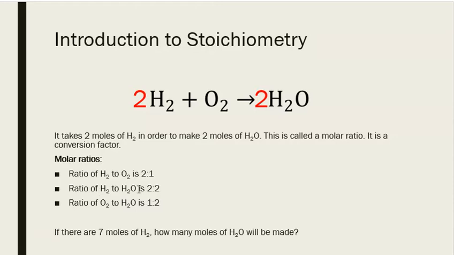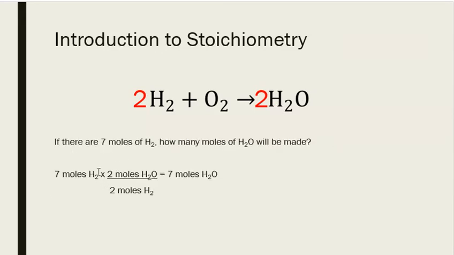The ratio of H2 to H2O is 2 to 2. 2 moles of hydrogen gas can form 2 moles of water. If we look at oxygen and water, 1 mole of oxygen gas can form 2 moles of water. So, if there are 7 moles of hydrogen gas, how many moles of water can be made? So think about that ratio. We have 7 moles of hydrogen gas, and for every 2 moles of hydrogen gas, 2 moles of water can be formed.